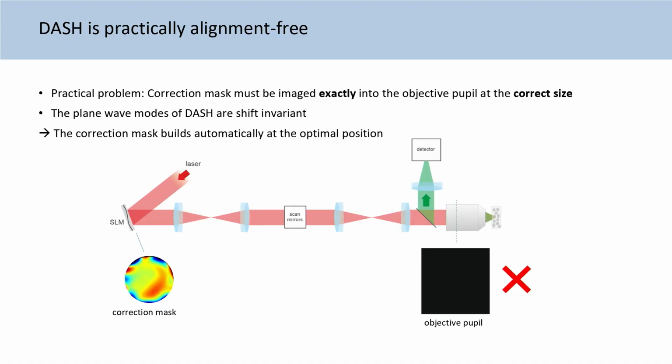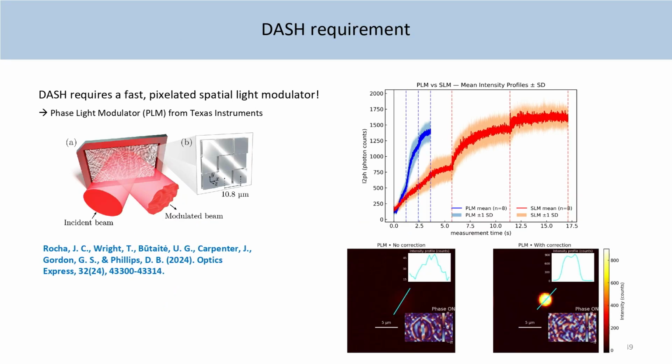You only need to make sure that the beam somehow goes into your objective lens, because the pattern bases are plane waves. And plane waves are plane waves, right? The pattern will just build up wherever it's best for the image. I think this is a really nice practical property of the algorithm. But it needs a very fast diffractive element. This is a big downside.